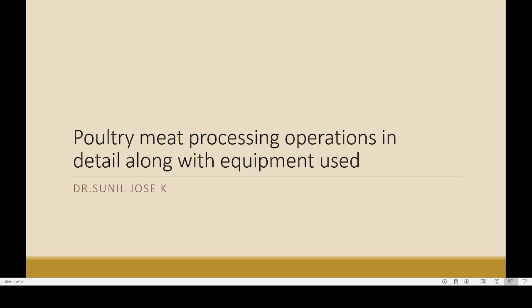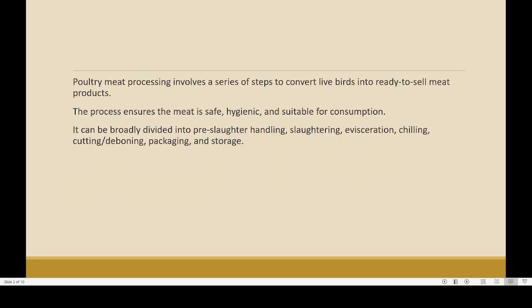So we will be focusing on what the various stages are in the processing of chicken meat. That is what is involved. There are a number of steps to convert a live bird into a ready-to-sell meat product. You might have already seen how they do the killing and processing of chicken, and here we are discussing the stages in a step-by-step manner. It can be broadly divided into pre-slaughter handling, slaughtering and evisceration, chilling, cutting, packaging and storage.